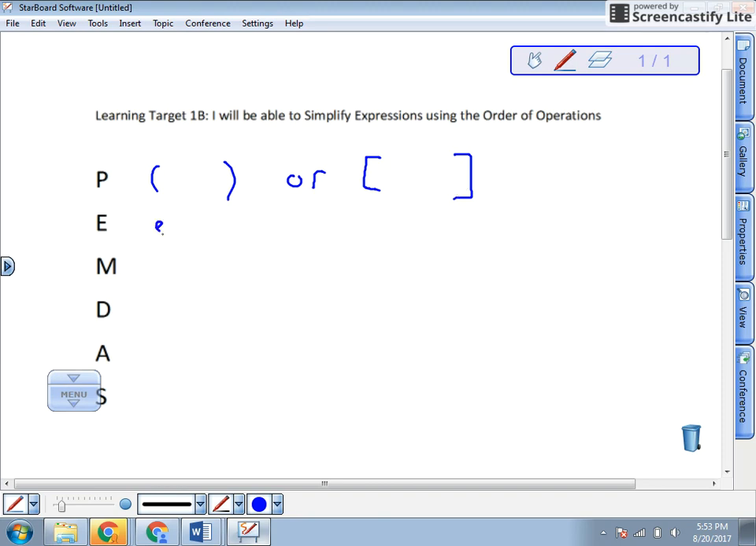E is for exponents. Now the next two, M and D, are kind of grouped together. They stand for multiplication and division. And why are they grouped together? Because those have to be performed left to right. So make sure when we're solving those, we do those left to right.